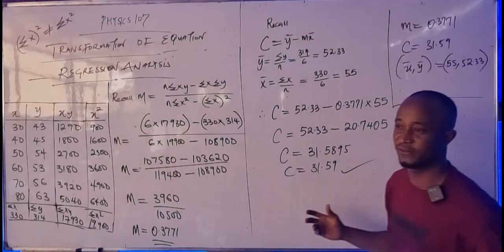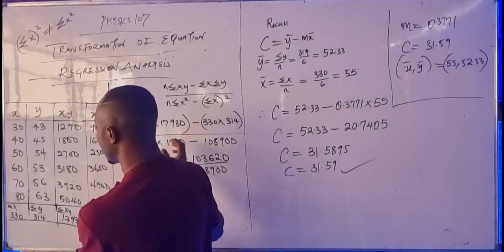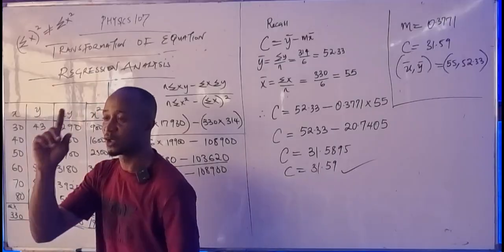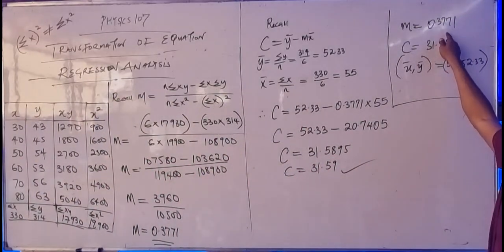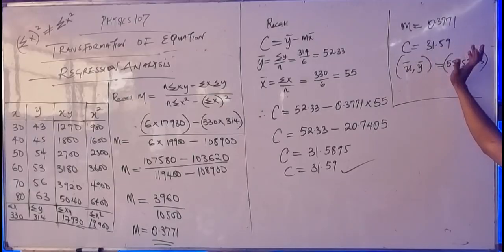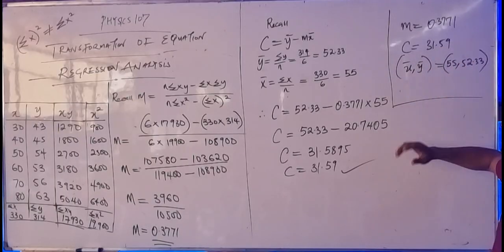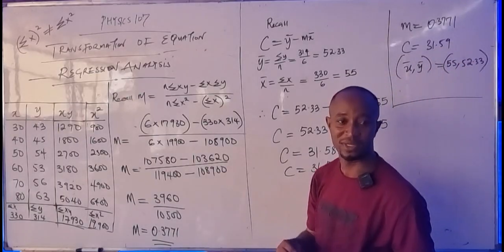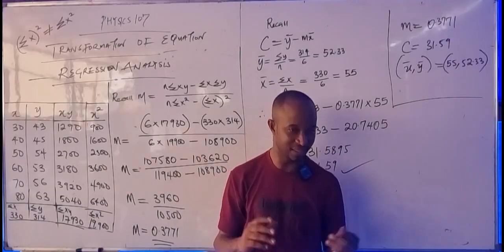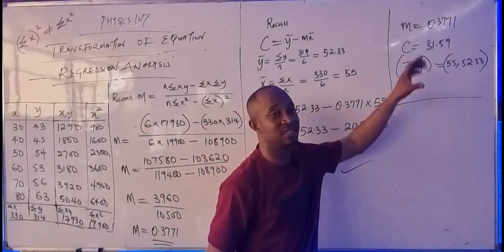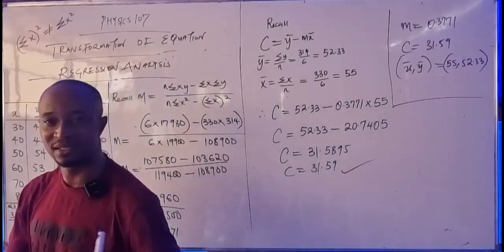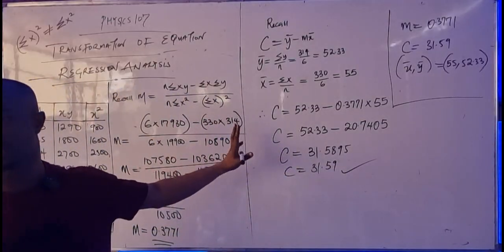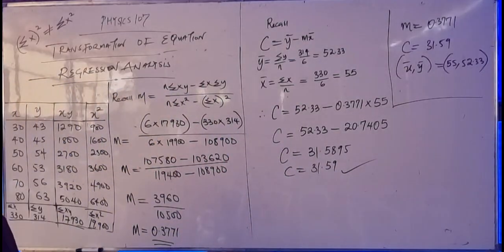That means naturally, if I'm to plot a graph of Y against X without doing this, your slope must be equal to 0.3771. What will your intercept be? 31.59. Are you getting it now? So these are ways of finding slope and intercept without plotting a graph first. But I'll now show us how to convert this into your graph. Converting this into a graph is the major part you need to learn, so you can know how to do it yourself.